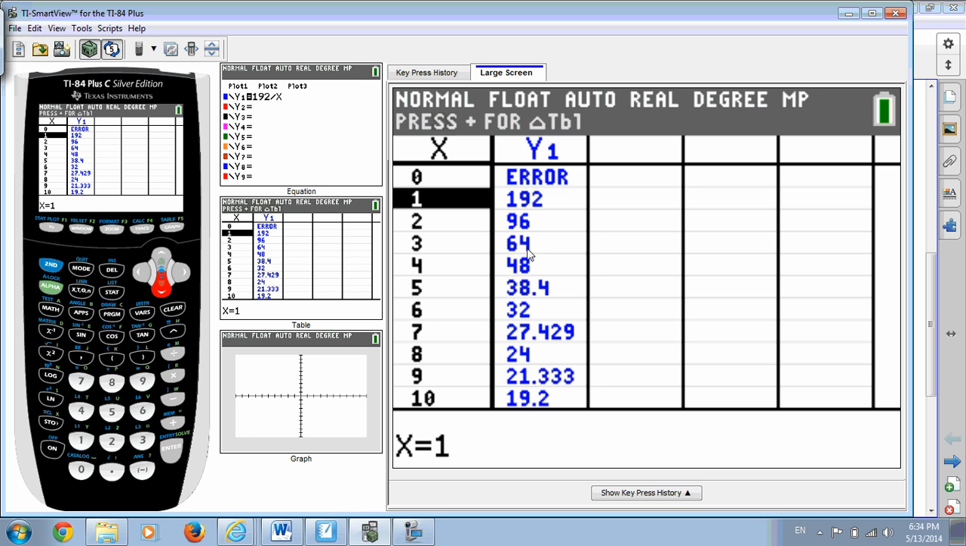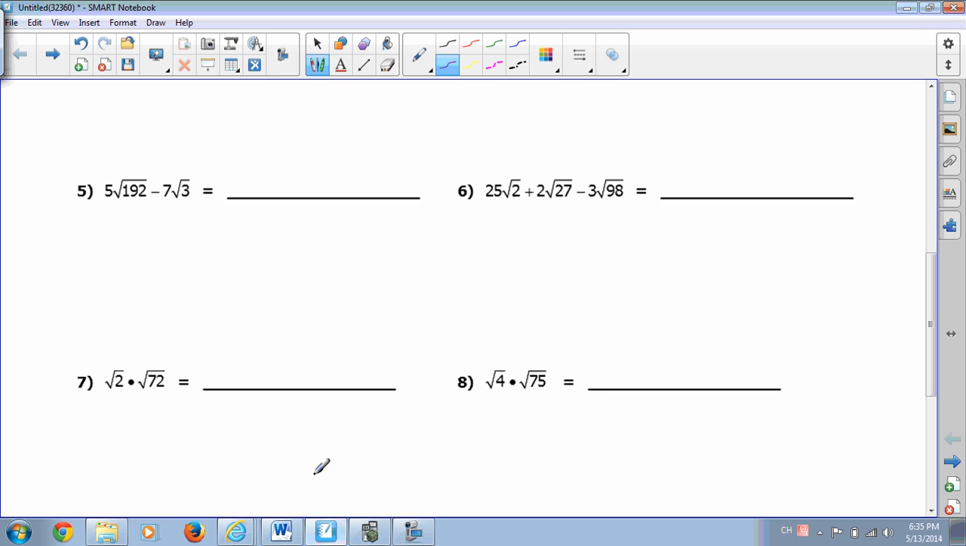I know that 64 is a perfect square, so we're going to use 64 and 3 as our factors for 192. So let's simplify. Instead of 5 square root of 192, we're going to write 5 square root of 64 times 3, because those are the two factors I just found. The perfect square is 64, and the square root of 64 is 8.